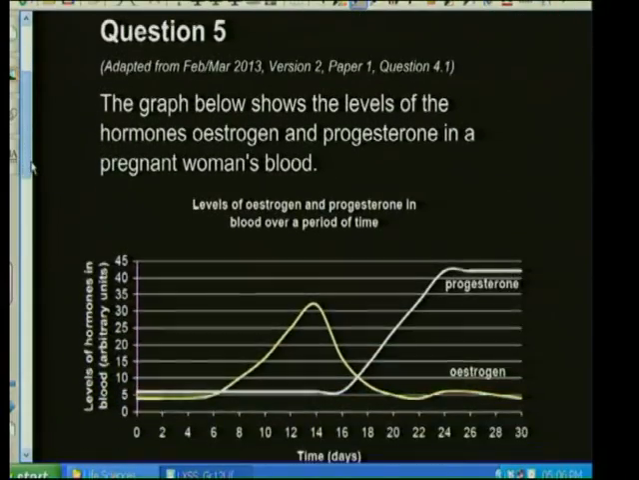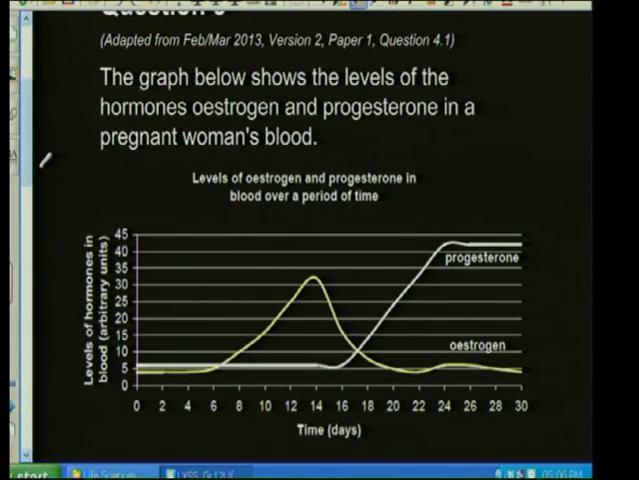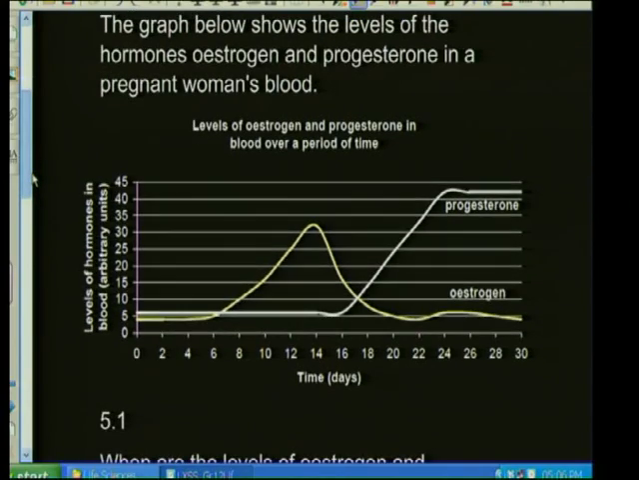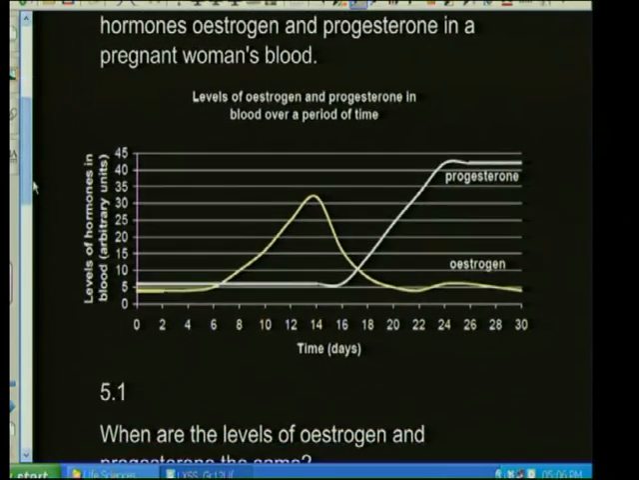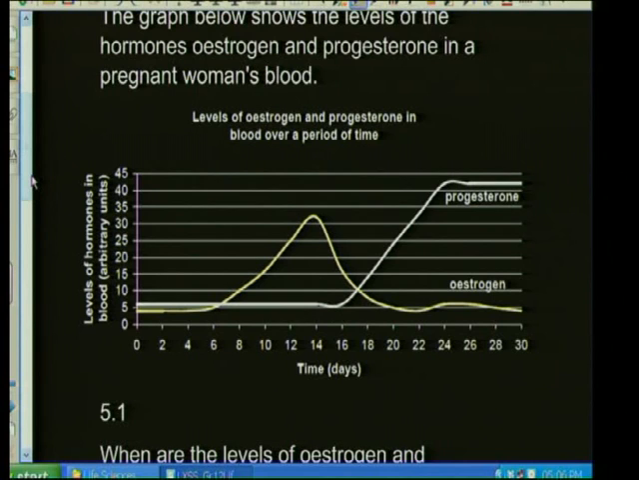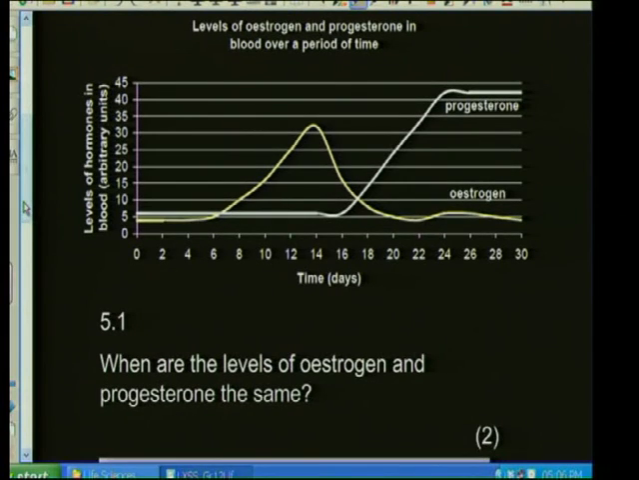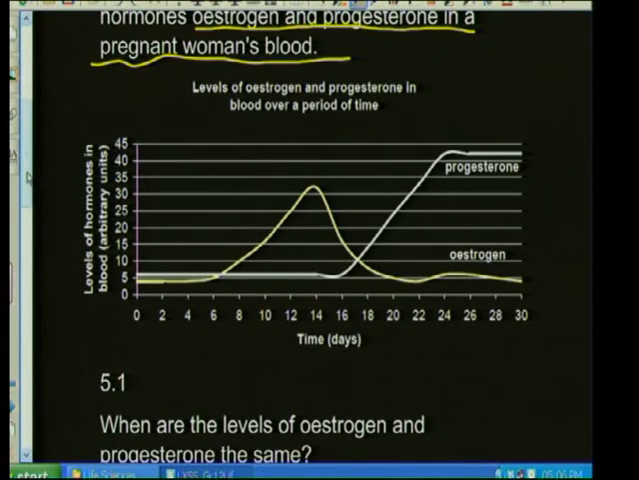Question 5, also from 2013. The graph below shows the levels of the hormones estrogen and progesterone in a pregnant woman's blood. Pregnant woman's blood. Let's look at the graph. Nice time to study a little bit of graph.